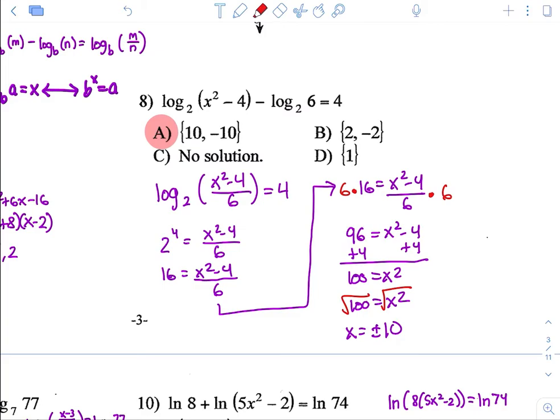Added 4 to both sides. Then you guys get this. Still gotta solve for x, so then square root both sides. Remember, if you square root, you're gonna get plus or minus. So square root of 100 is plus or minus 10. If you plug in 10 or negative 10 into that x, it's gonna be a positive number. So both of those answers are good, so answer is A.